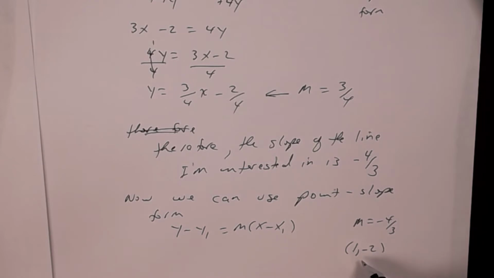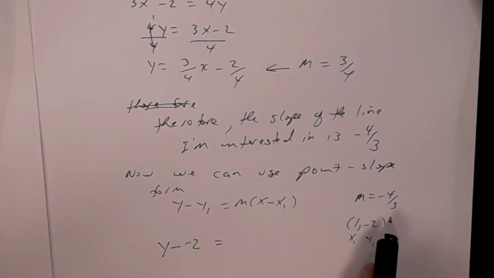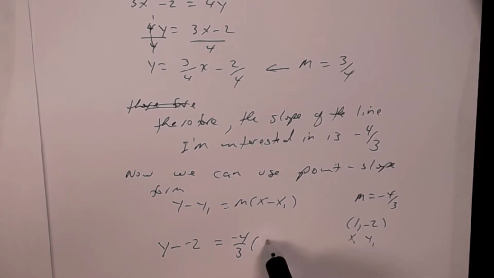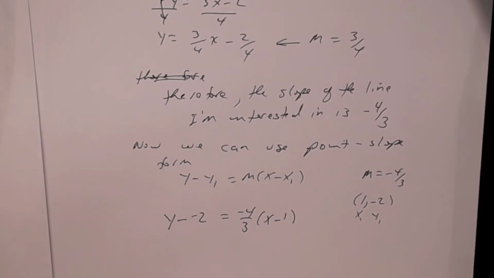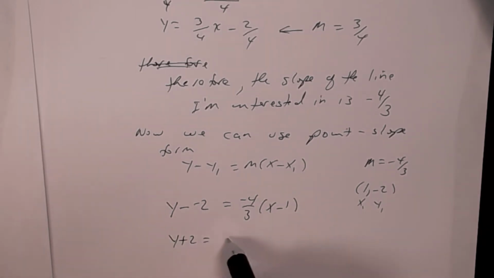Now what I would do, again, like we did in the previous problem, is I would go ahead and label this as x1, y1. And now we just substitute. So we get y minus y1, which is a negative 2, equals the slope, which is negative 4/3, times x minus x1, which is 1. All right, now, keep in mind, though, that you want to rewrite y minus negative 2 as y plus 2. Remember, subtracting means adding the opposite. So y plus 2 equals negative 4/3 times x minus 1.